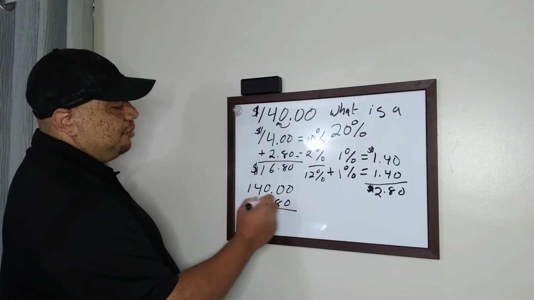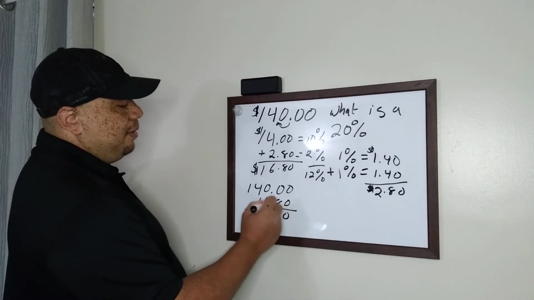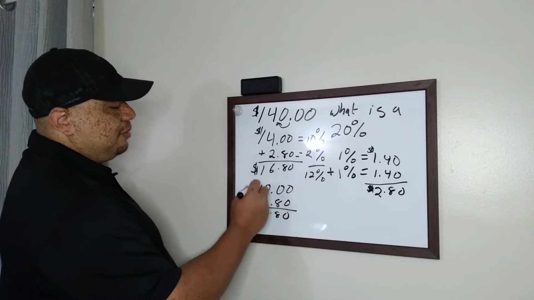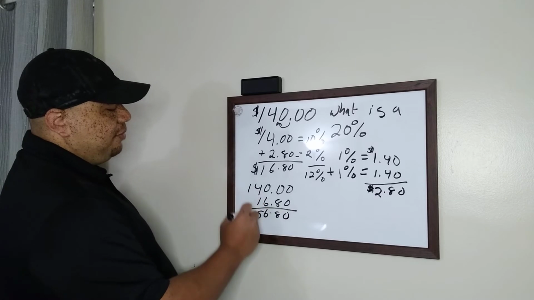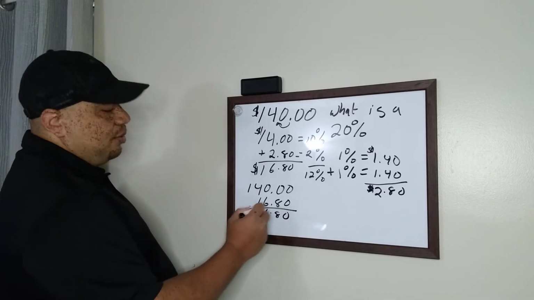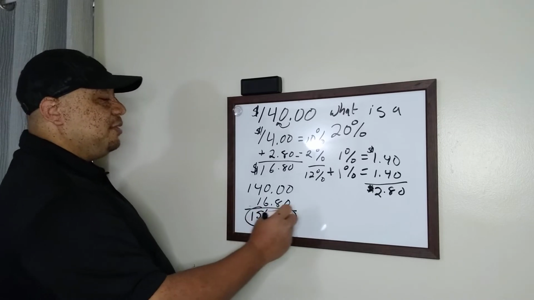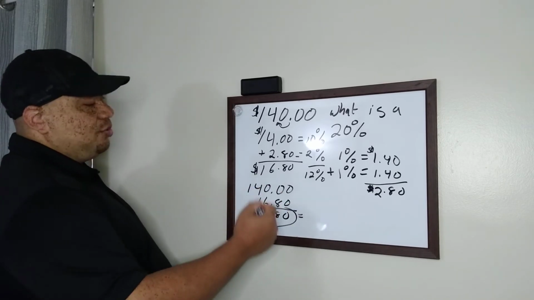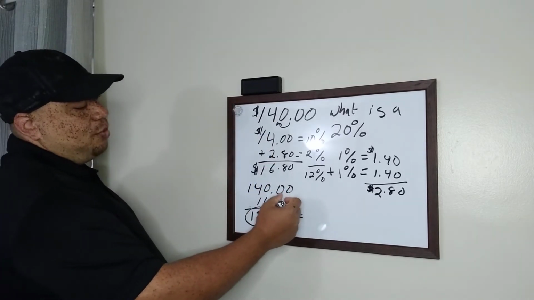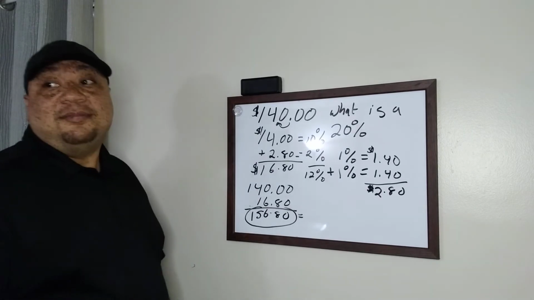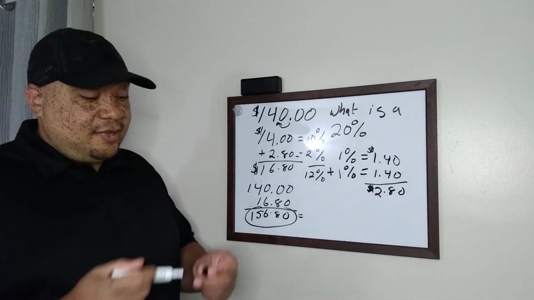So let's do this out. 80, 6, 5, 1. So usually on paper, what I usually do is circle the answer. $156.80 equals the total. So that equals the total bill plus the 12% tip. So that's just kind of how you do it.